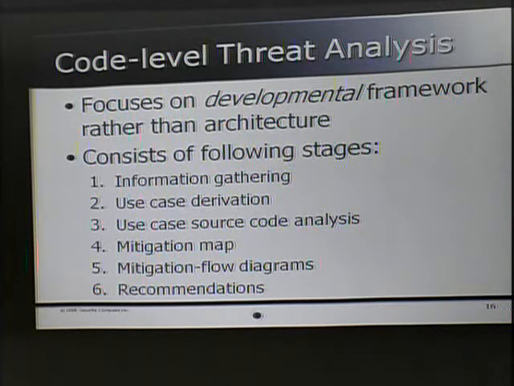The output of that comes from something we call a mitigation map in step 4, and we'll go into each of these stages in more detail. The mitigation map can be represented in something we call mitigation flow diagrams to basically show you whether there are security features being implemented in the code base that mitigate against some of the common application security threats. And finally, based on all this output that we have, we can perhaps derive a list of recommendations.